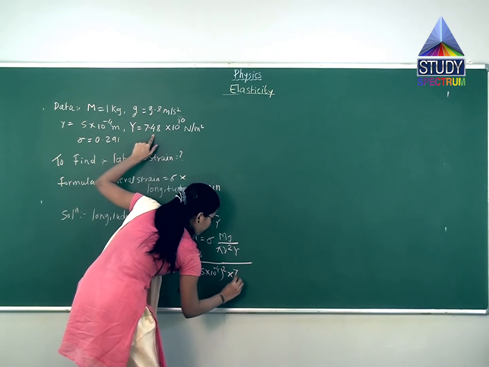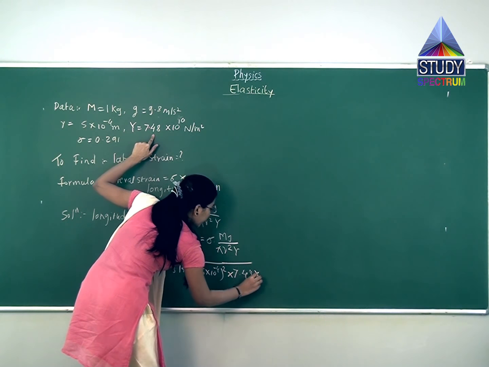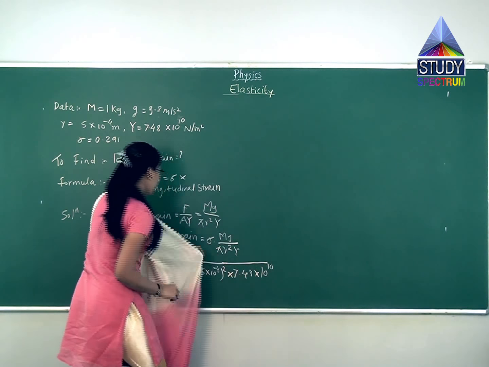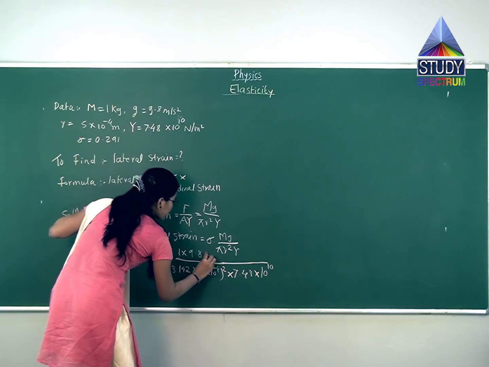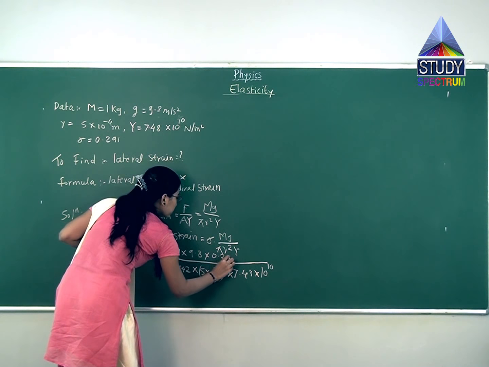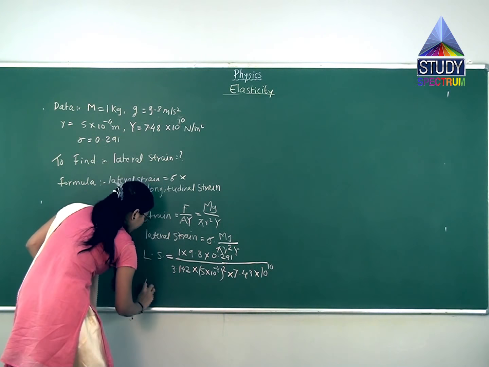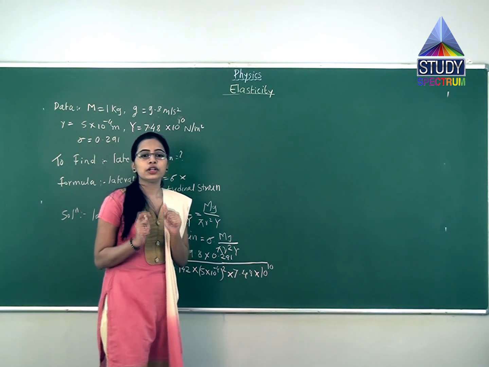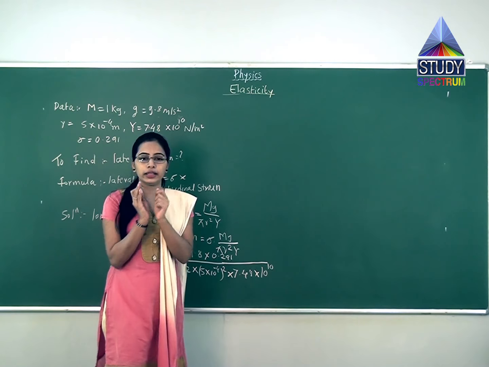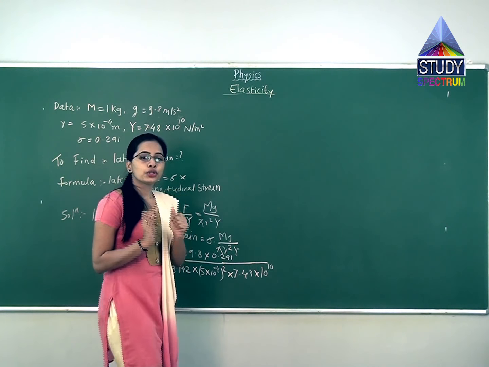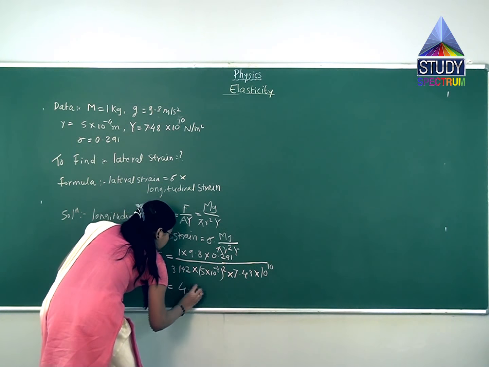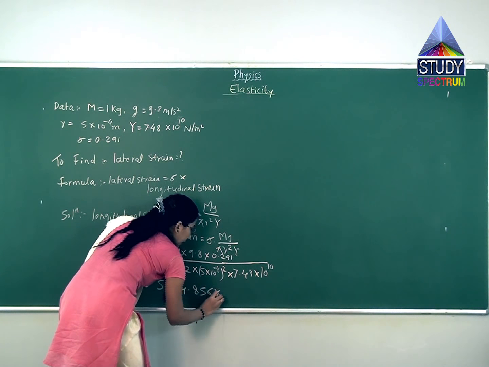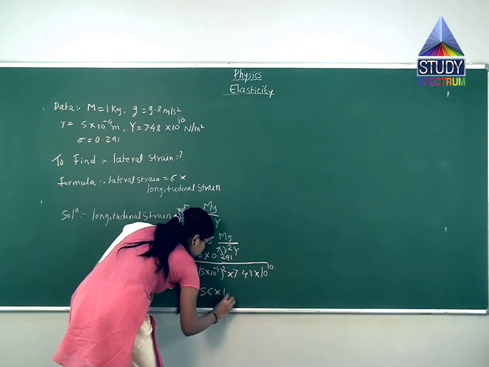7.48 into 10 raised to 10. Also in the numerator I will substitute the value of sigma as 0.291. So on calculation, you will do the calculation and the answer you will get here is in the form of points obviously. So it is 4.856 into 10 raised to minus 5.